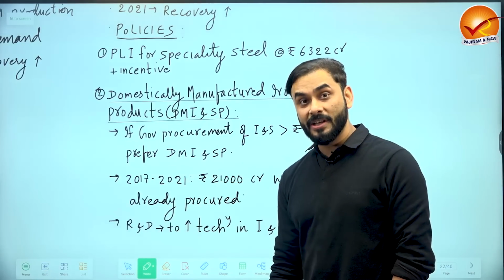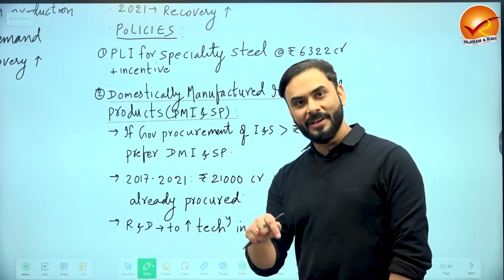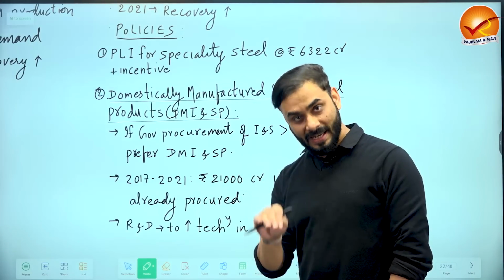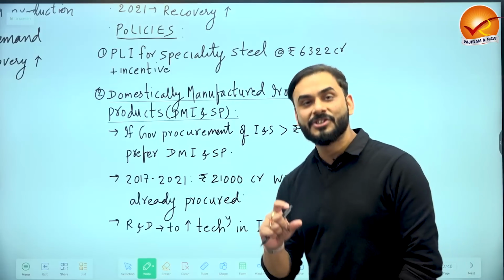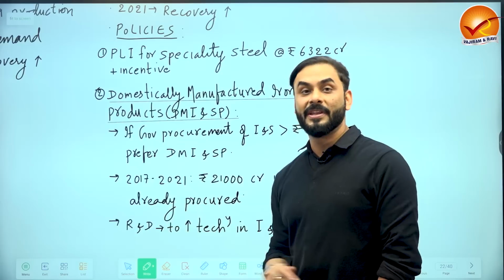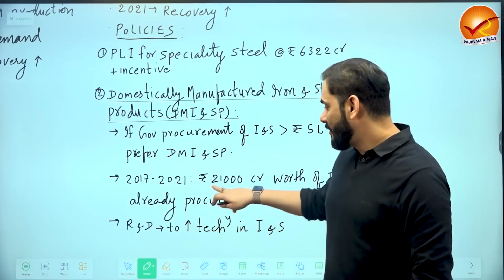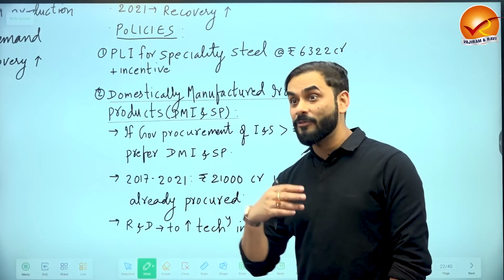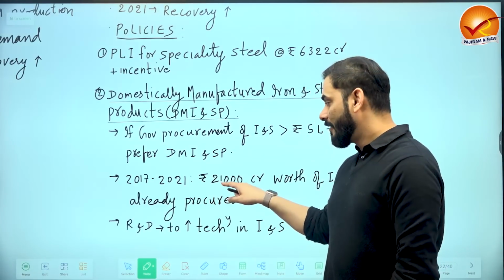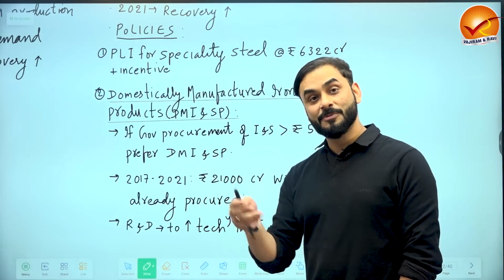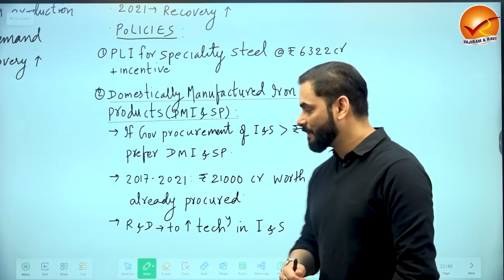Between 2017 and 2021, you know how much steel has been bought by government companies so far? Steel worth 21,000 crore manufactured in India has already been bought by government companies in India. Imagine if government companies were buying steel manufactured outside India, this entire 21,000 crore Indian money would have gone outside India. But thanks to this policy, they procured steel which has been manufactured within India, and this is the amount which went to Indian companies.